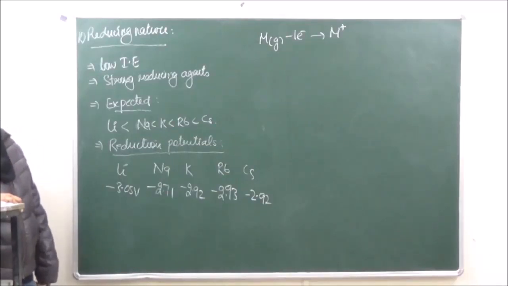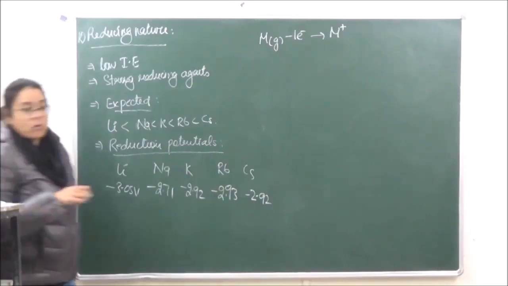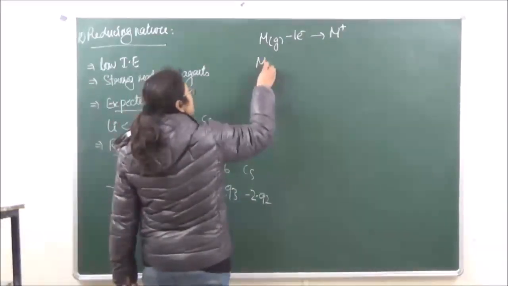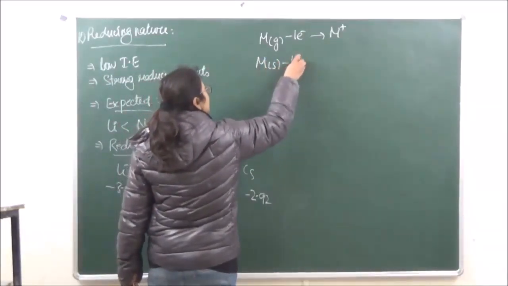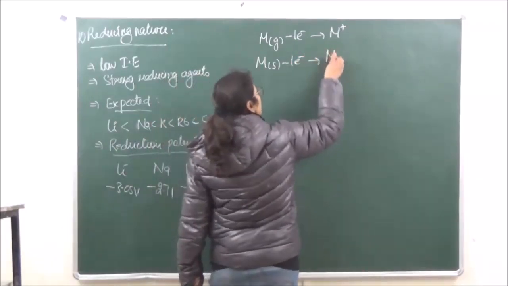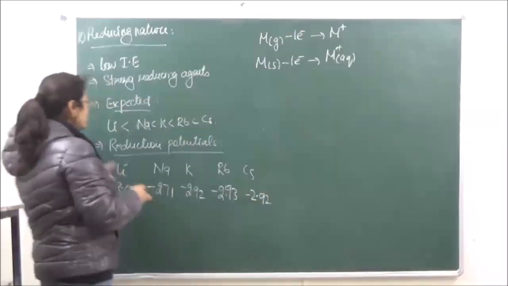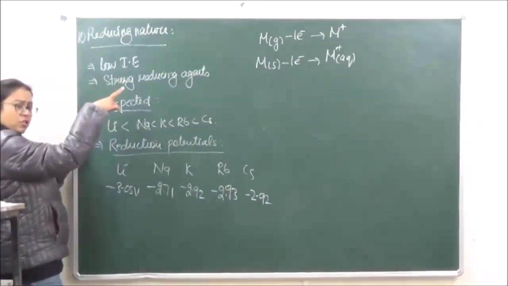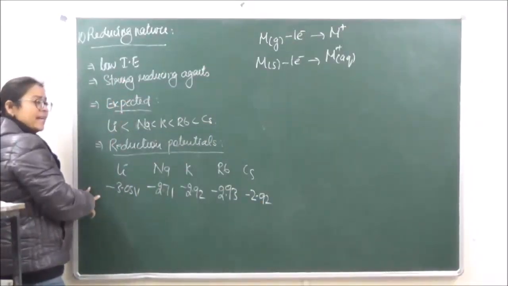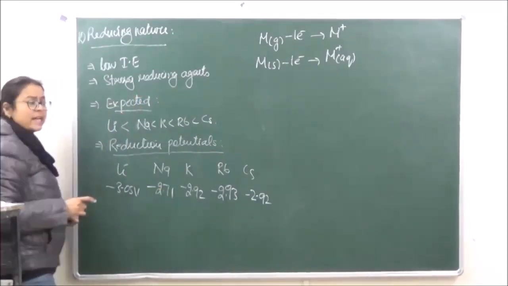While oxidation potential, which is taking place, is going to involve the following change, that is M solid minus 1 electron to go into M positive aqueous state. So the first trend is according to the first equation. The second values are according to the second equation.